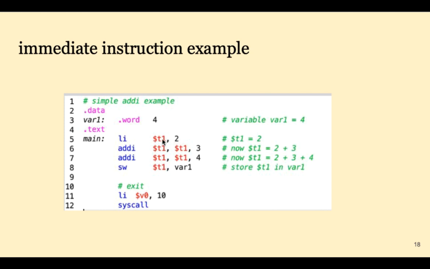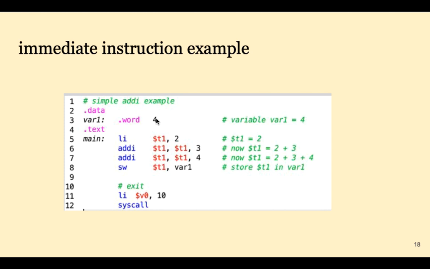So that is the first instruction in this program. We put 2 in register T1, then we add 3 to T1. Notice you can have the same register for both source and destination. And finally we add 4 to it. So now T1 equals 2 plus 3 plus 4, which is 9, and this will be stored out at this location here, which initially had a 4 in it.